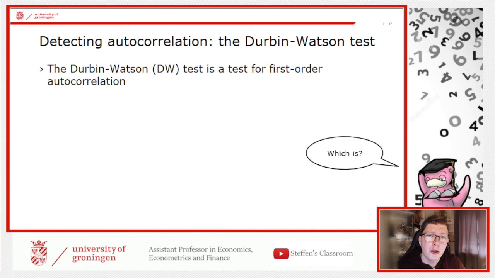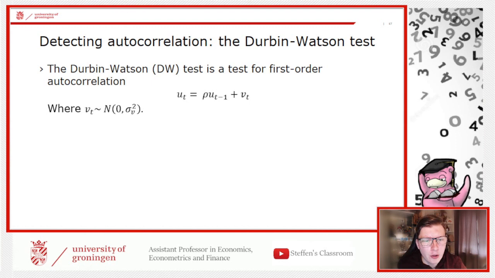What does that mean? That means that time t is correlated with t minus one. There's one time period in between. That's what is meant by first order autocorrelation. Now, we write it up like this: you have u_t, which is the error term today. You relate it, where rho is just the estimated parameter, to u_{t-1}. So you're relating today with yesterday.